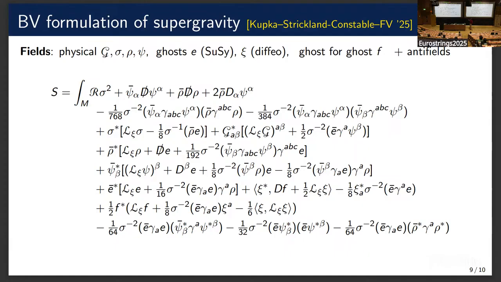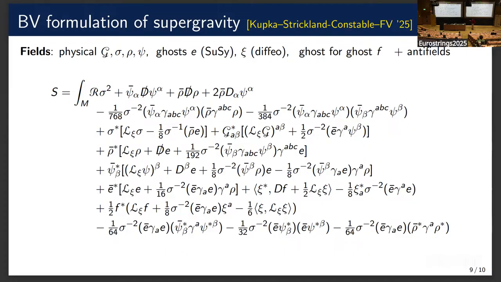If you know about BV theory, then the way you should read this is that the first two lines tell you what the classical theory was, the theory you started with. The next three lines simply encode the symmetry transformations. For instance, if you're interested in how rho transforms under supersymmetry, you should look up the rho star line, and look at the terms which contain the susy ghost. So this is the supersymmetry transformation. This is how you read it.